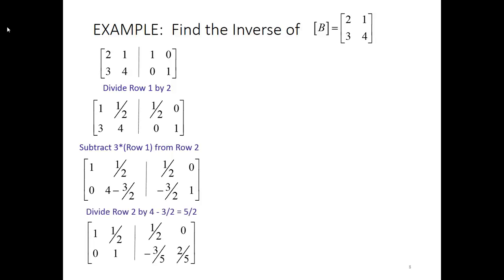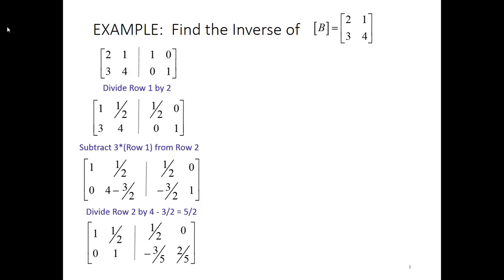Next, I'm going to try to improve that second row. First of all, I combine 4 minus 3 halves, and that gives me 5 halves. So I then divide by 5 halves, which gets me a 1 in the lower right term of the left-hand matrix. So divide all of row 2 by that 5/2. That gives me a minus 3/5 and then a 2/5 on the right-hand matrix.